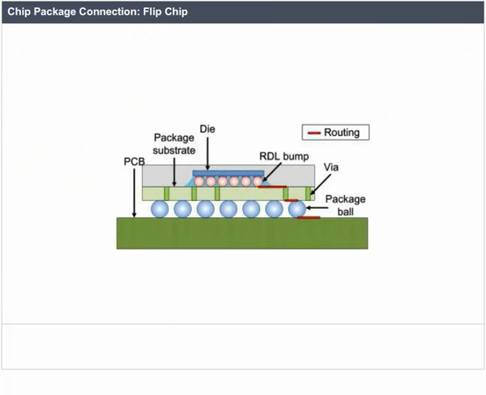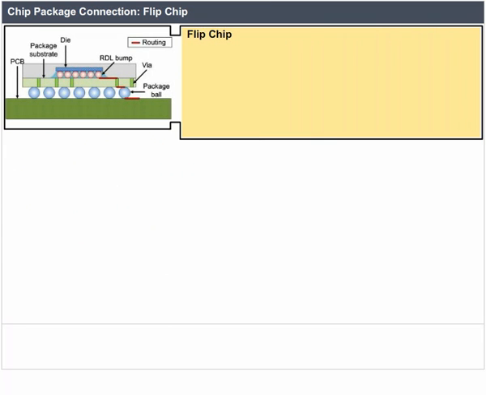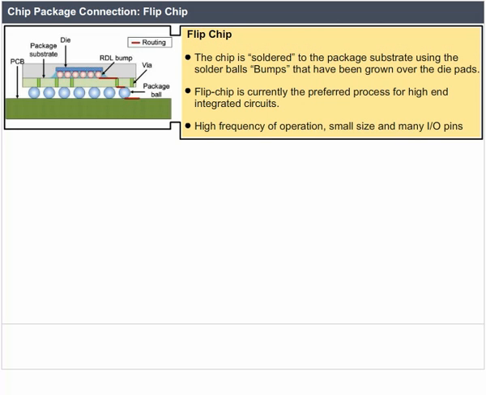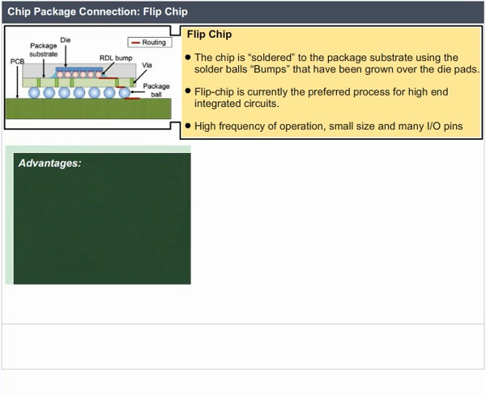Chip package connection: flip chip. The chip is soldered to the package substrate using solder balls, bumps that have been grown over the die pads. Flip chip is currently the preferred process for high-end integrated circuits: high frequency of operation, small size and many input-output pins.